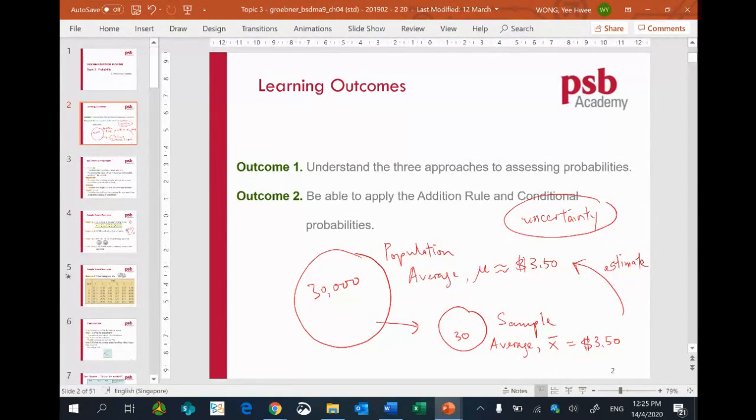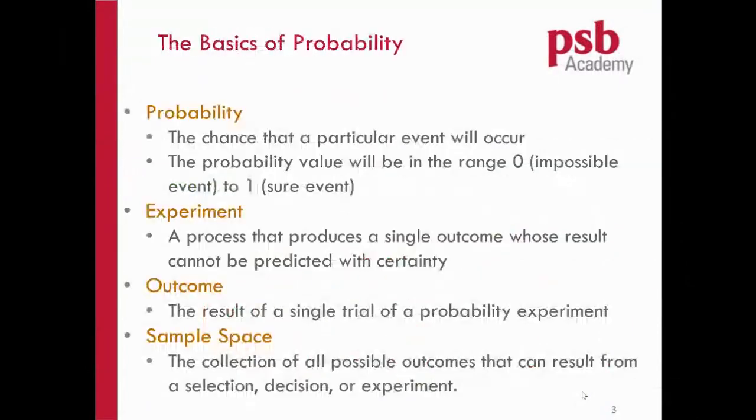So now let's go into the probability. Let's say you don't like the word probability because it makes you nervous. What are the other words that you can use to replace probability? You can use the word chance. You can use the word possibility.